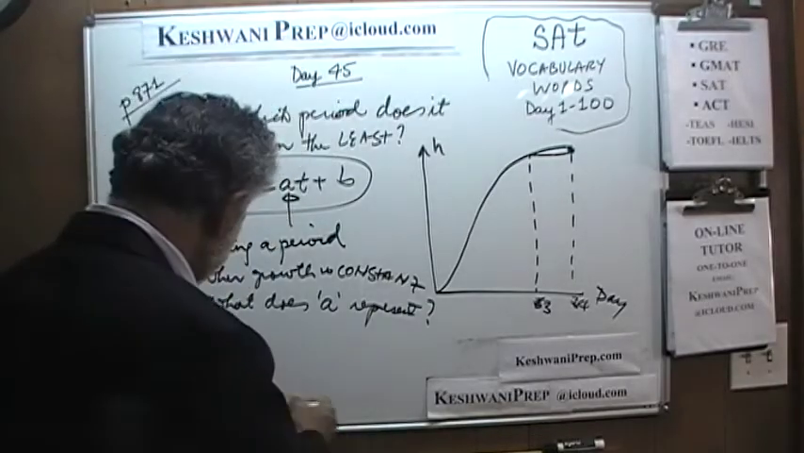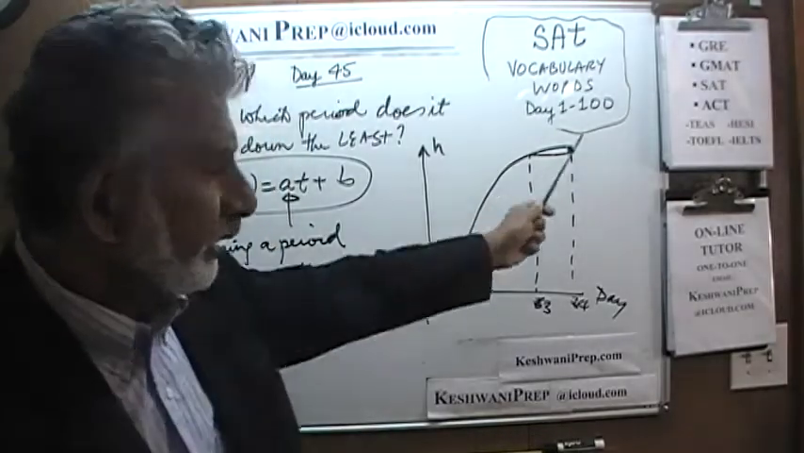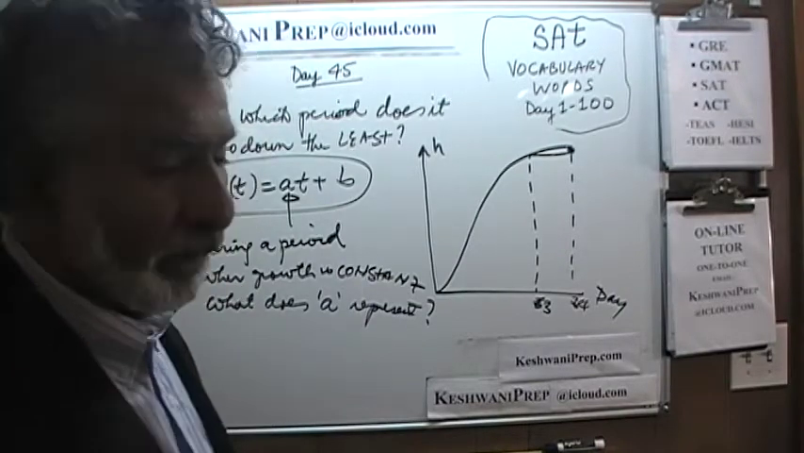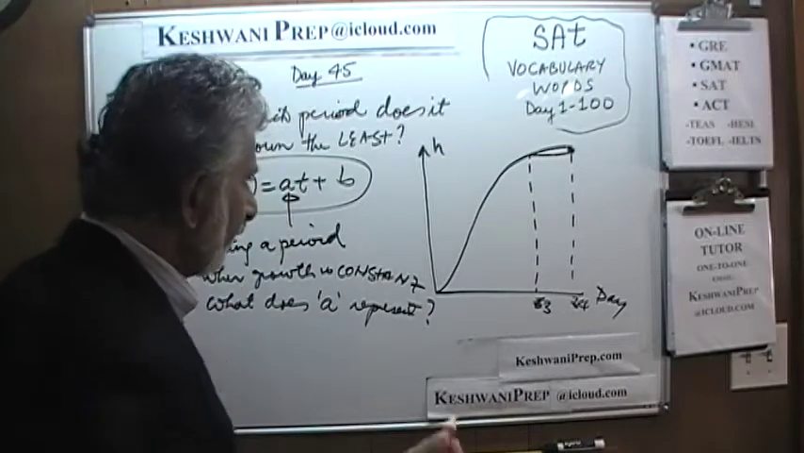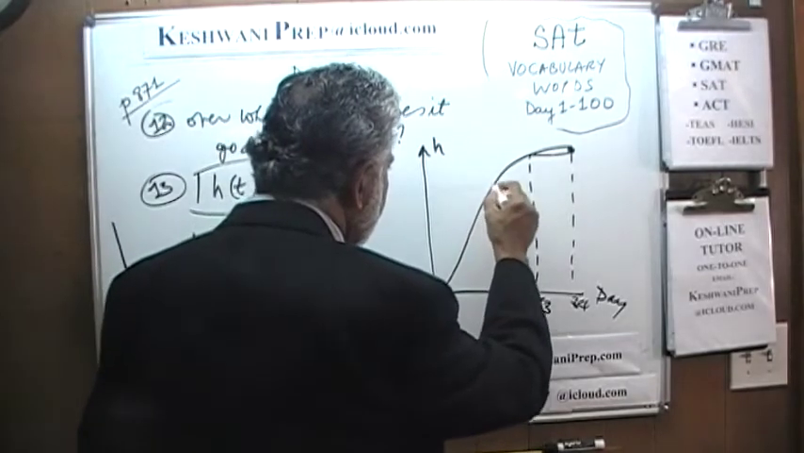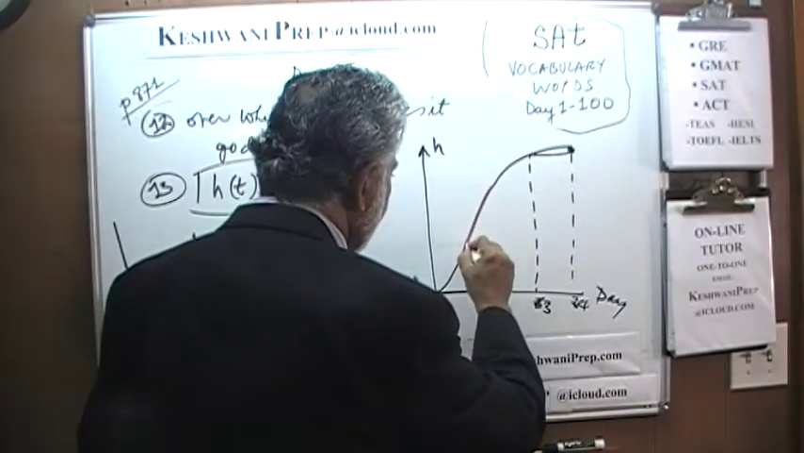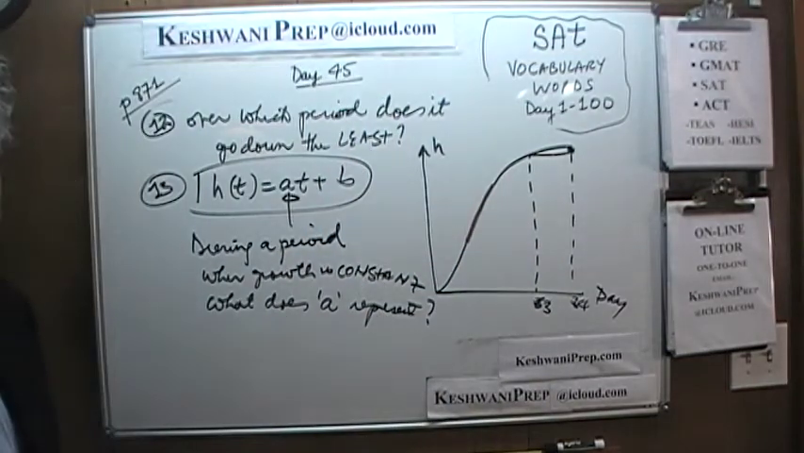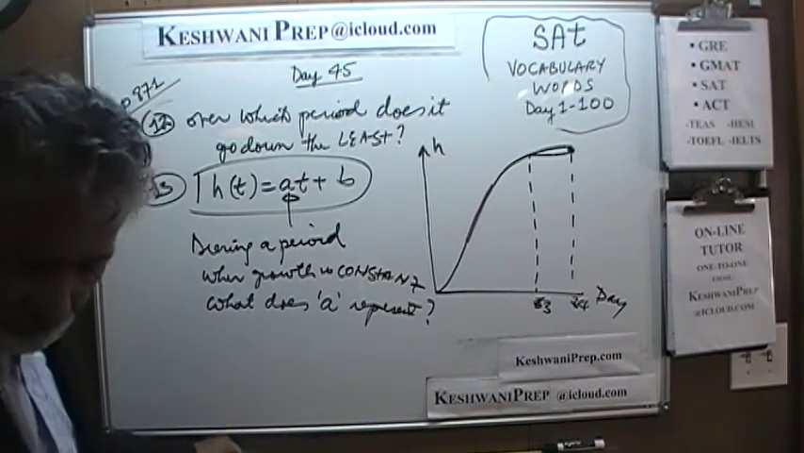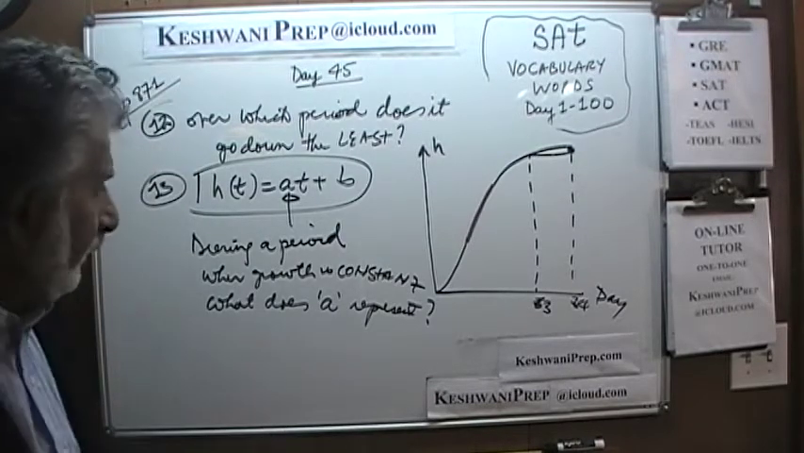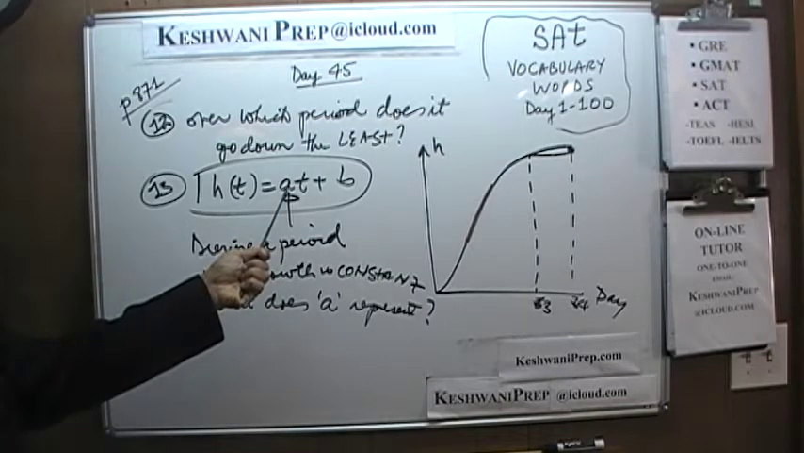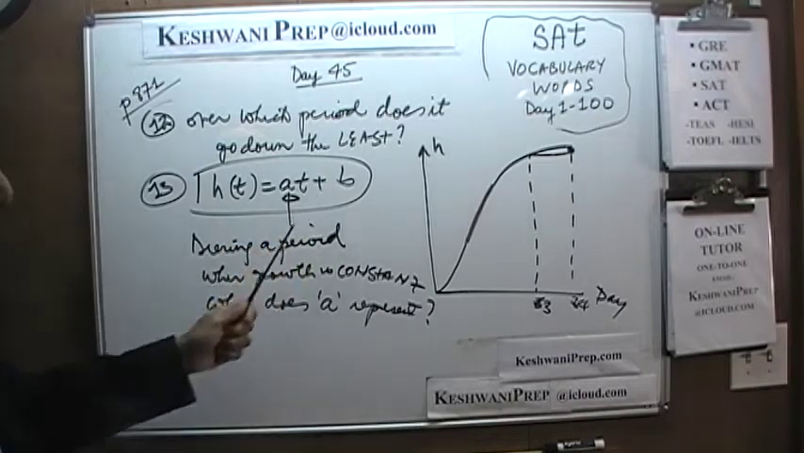So during this entire time, there is some short period of time where growth is almost constant. Not necessarily exactly constant, but almost constant. For example, here it looks like a straight line. As you can see, the slope is constant. If that's the case, because it looks like a linear graph, then what's the interpretation of this coefficient A? Well, that's just a slope, and that's the intercept. That's all it is.